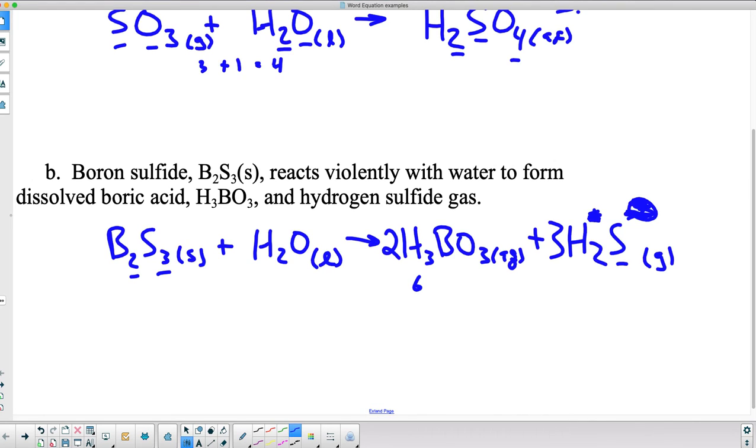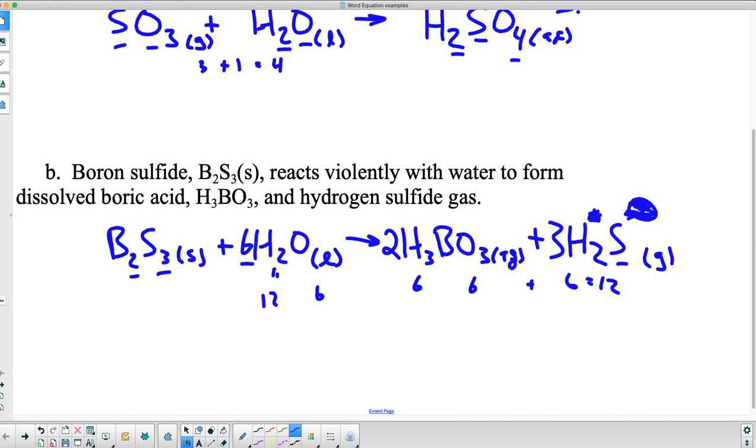Now that gives me 2 times 3 is 6 hydrogens, and 3 times 2 is another 6 hydrogens, which means I have 12 total. Now over on the left-hand side here, how do I get 12 hydrogens? So what times 2 equals 12? That's what we're talking about. So I put a 6 here. So that gives me the number of hydrogens the same on both sides now. So 6 times 2 equals 12 hydrogens. That gives me 6 oxygens. I have 2 times 3 to get 6 oxygens here.